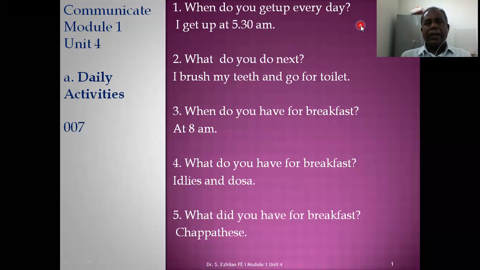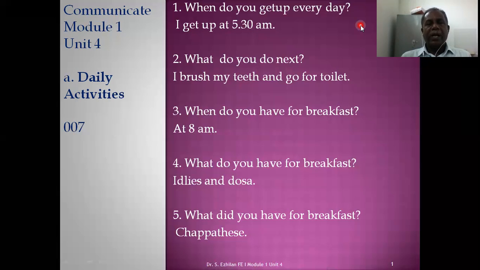I get up at 5:30 a.m. If you say at, it is exactly 5:30. If you want to say somewhere between 5:30 and 5:45, then say I get up around 5:30. That means in between 5:15 and 5:30 or 5:45, you may get up. So I repeat the question and answer: when do you get up every day? I get up at 5:30 a.m.